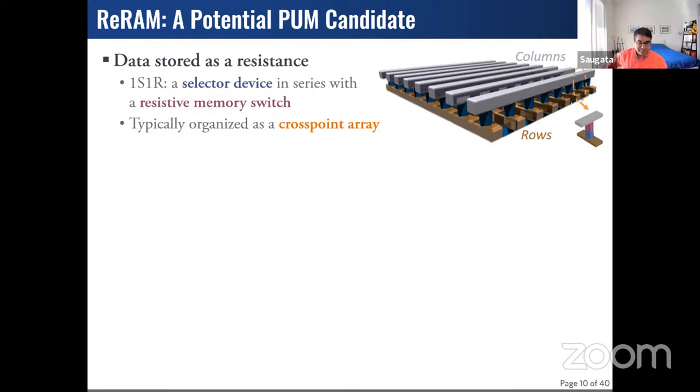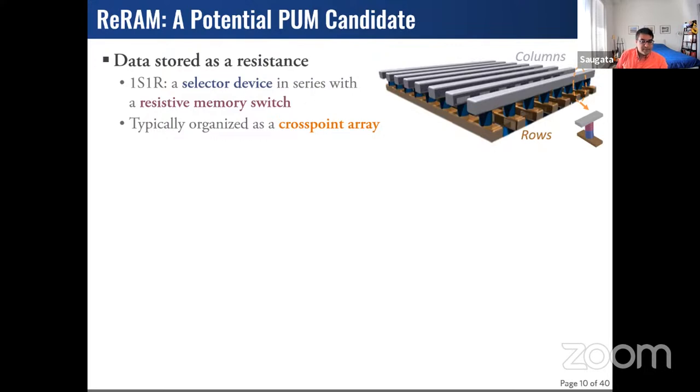If you look at ReRAM, they're often arranged in two-dimensional arrays. The particular type of topology we're going to look at is 1S1R, 1S1R being one selector device and one resistive memory switch. You could also do 1T1R, which is one transistor, one memory switch, but we're going to focus on 1S1R for the time being, just because it's a little bit easier to integrate into the chips.